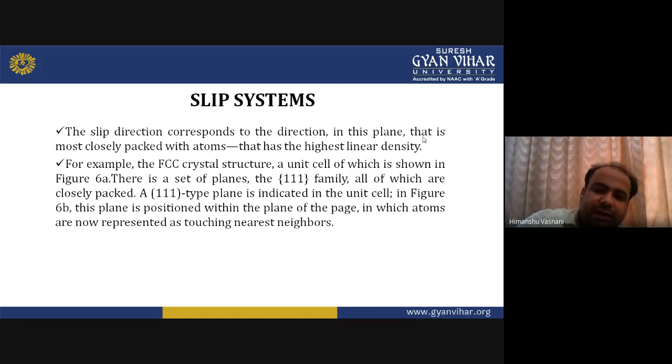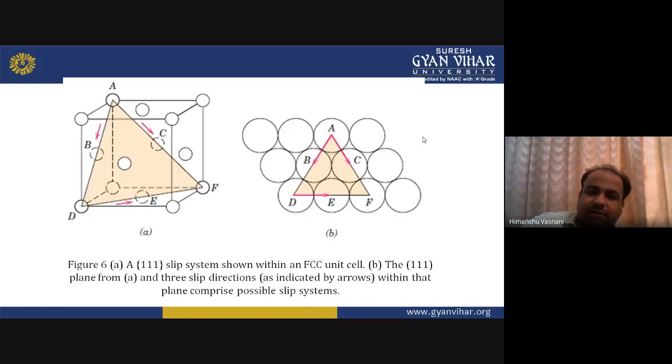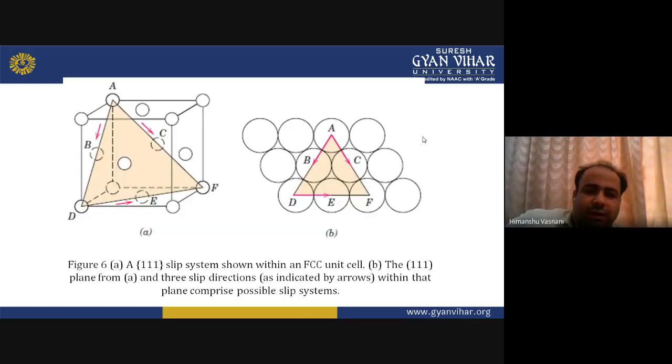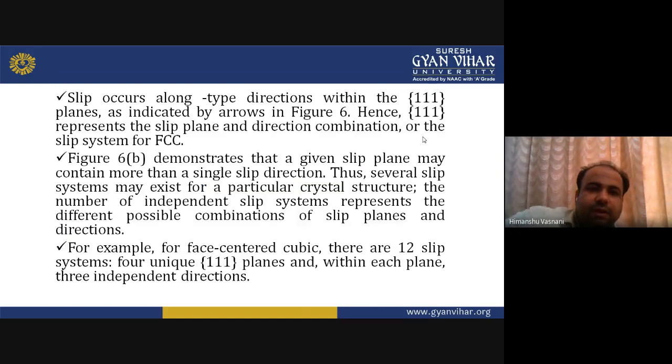You can see in the diagram that on the right hand side it is showing that atoms are easily in touch, and on the left hand side it is shown with the help of a 111 plane. So they are depicting one thing but in two different ways. Now, this is the same diagram. The slip occurs along type directions within the triple one plane as shown by the arrows in the figure.